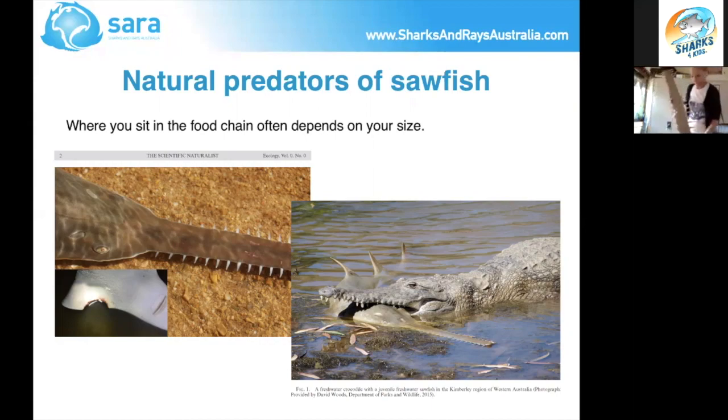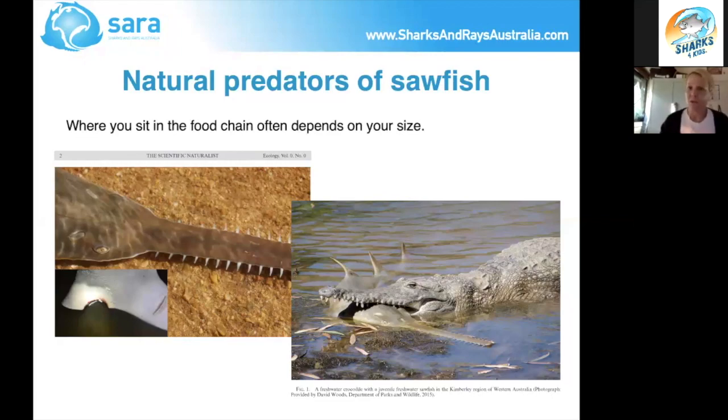I'm trying not to allow it to fall over. These saws are very, very unique, but they're also the reason why these animals are declining. When you have a saw on your face, the question is what could be your natural predators? And in sawfish, I guess there's not too many once they reach a certain size.